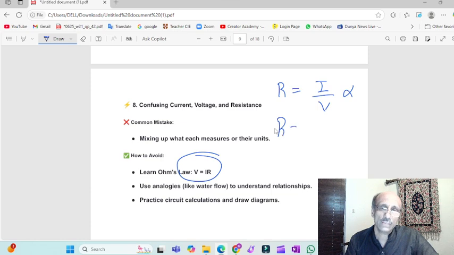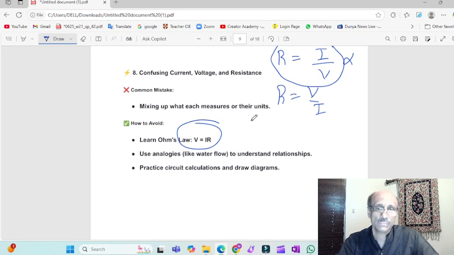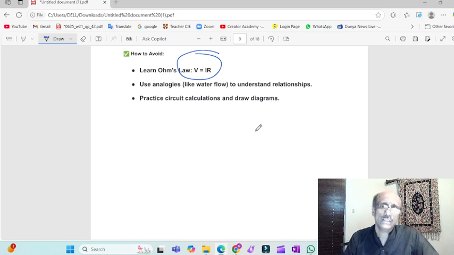So R is equal to V over I. This is not a physics problem. This is a mathematical problem. So you must know how to arrange the equation according to the requirement, and then practice the circuit calculation and the diagram. You have to do a lot of practice.